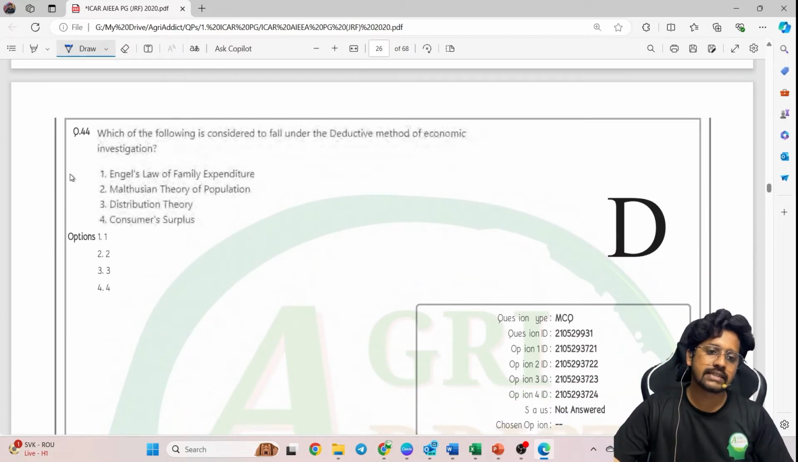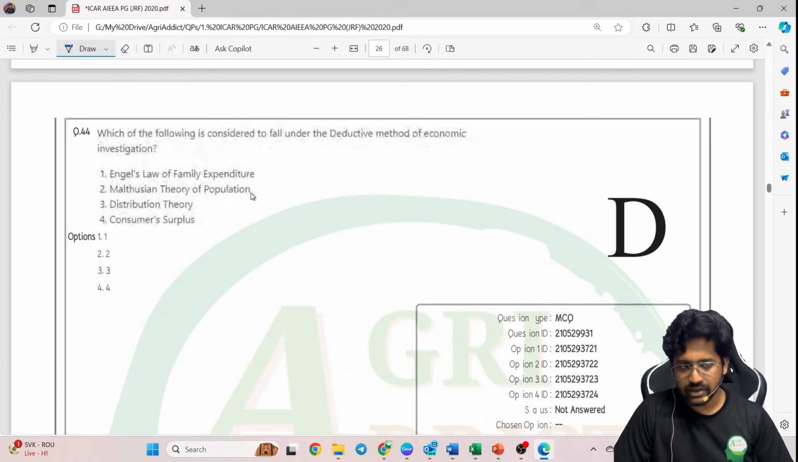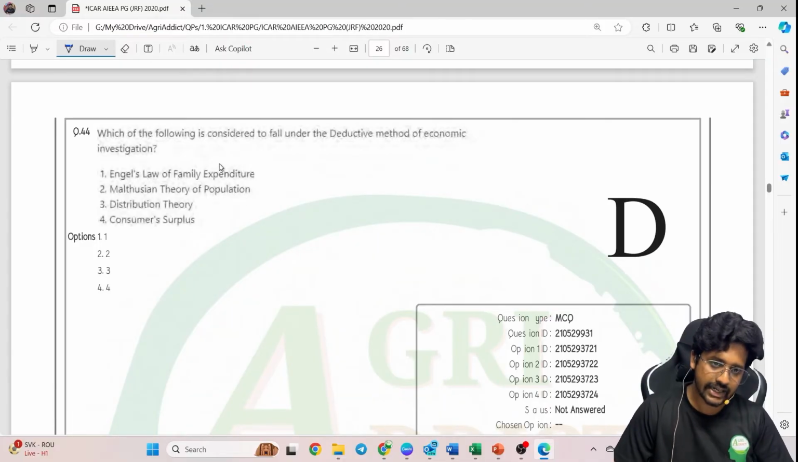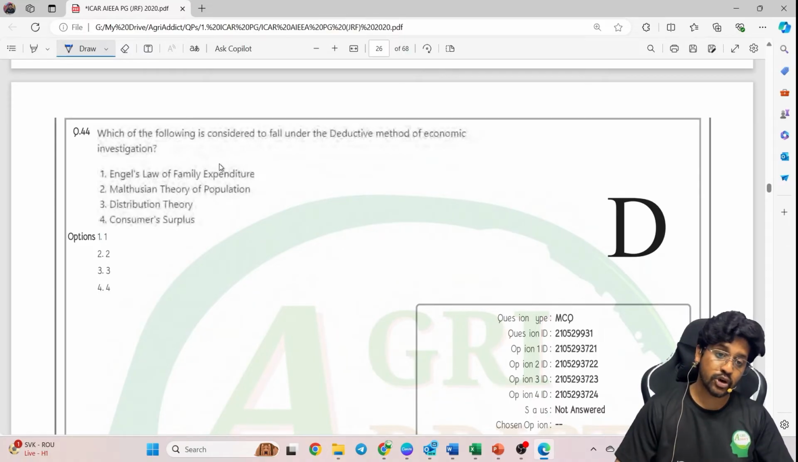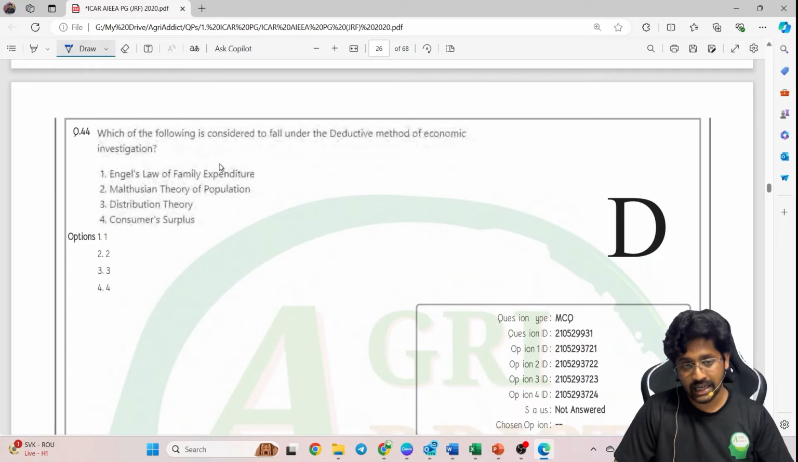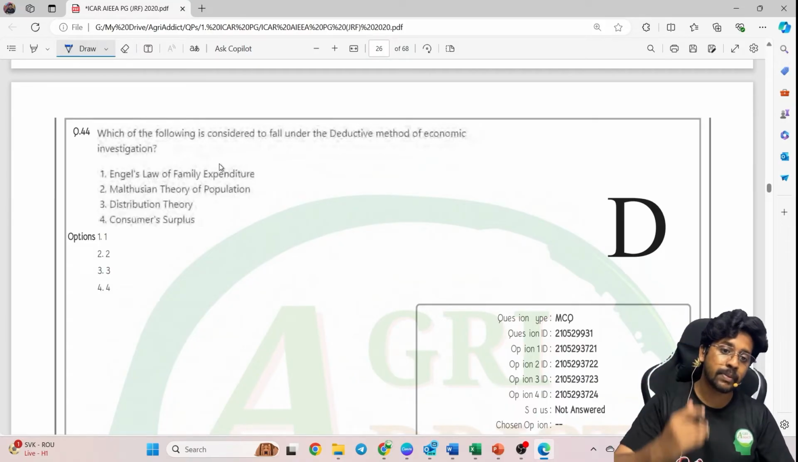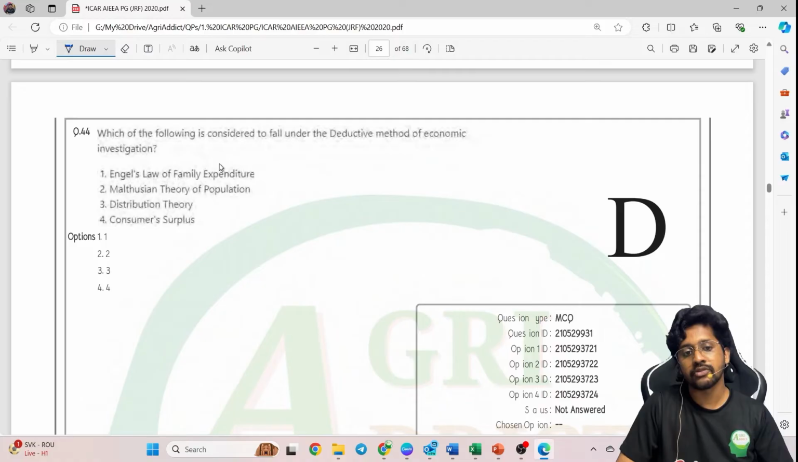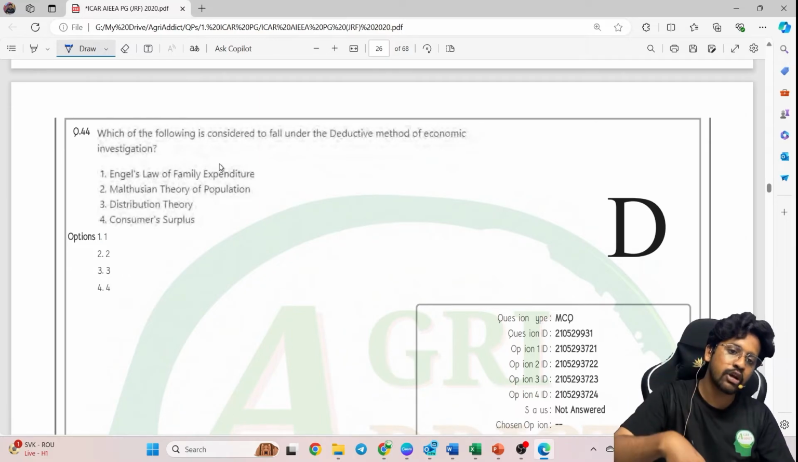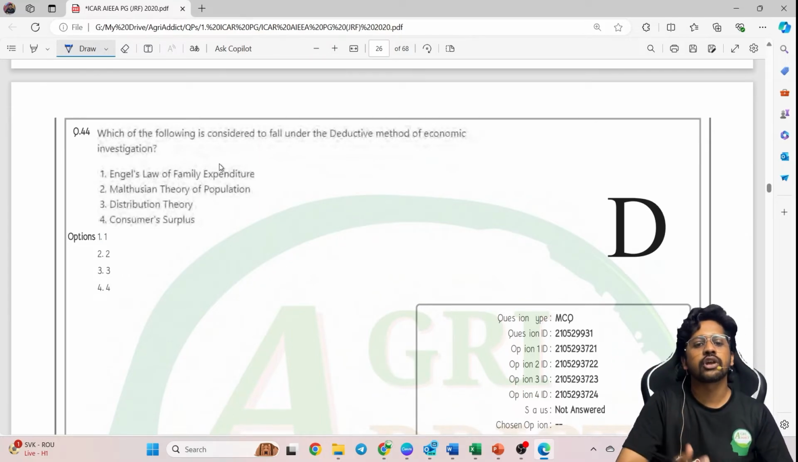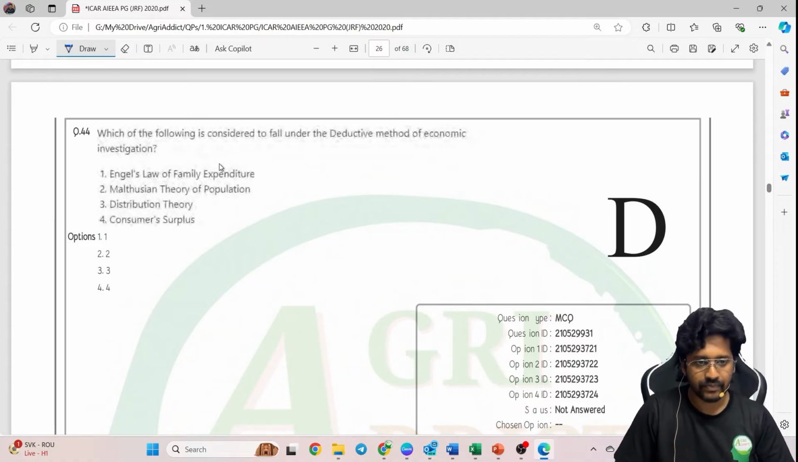Which of the following is considered to fall under the deductive method of economic investigation? In the case of methods of economic investigation, there are two types: the deductive method and the inductive method. The deductive method is also known as the abstract, a priori or analytical method, which proceeds from the general to the particular. The inductive method can be explained as a historical or a posteriori method, where the investigation starts from the particular to the general, as if we are going for a survey or a census, right?